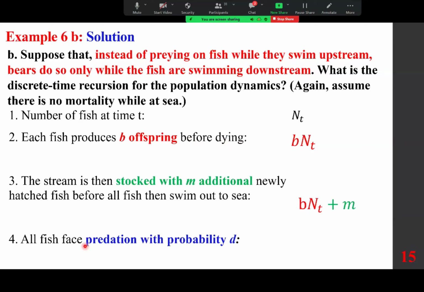Now, all fish face predation, so all of them have to deal with that. So if there is a 5% predation, 95% remain. If it's 10%, 90%. So 1 minus D times this number. I hope everybody understands it's the complementary event in essence. That's it.